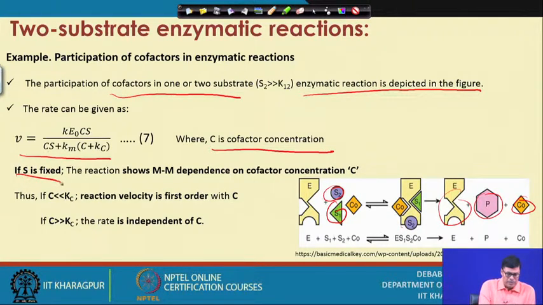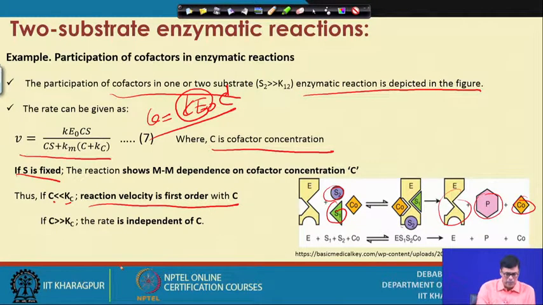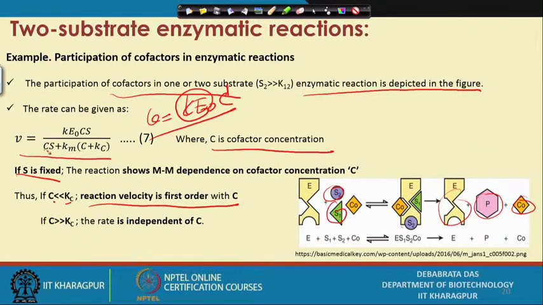Now, if S is fixed or constant, and if K is much smaller as compared to KC, then I can ignore that. Then it will follow first order kinetics: V will be equal to K into E0 into C. Since the rest is constant, it follows first order kinetics with respect to C. Now, if C is very large, then I can ignore this, and the CS will cancel. Then V tends to Vmax, which is K into E0. That means it is a constant, independent of C. If C is very high, we can assume this is independent of C.